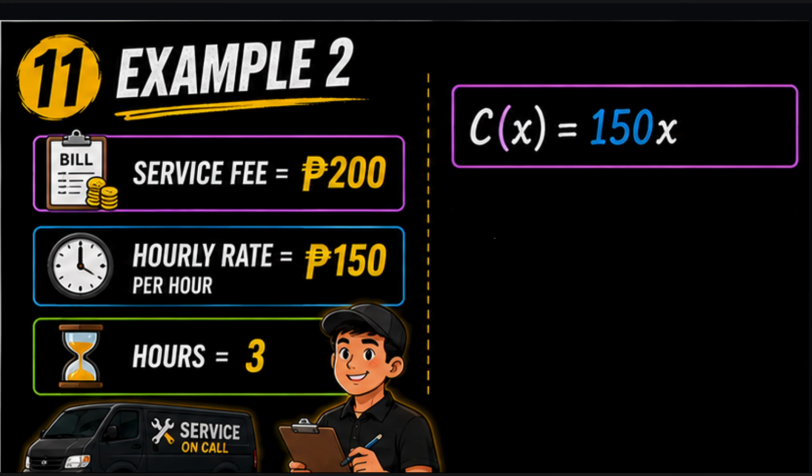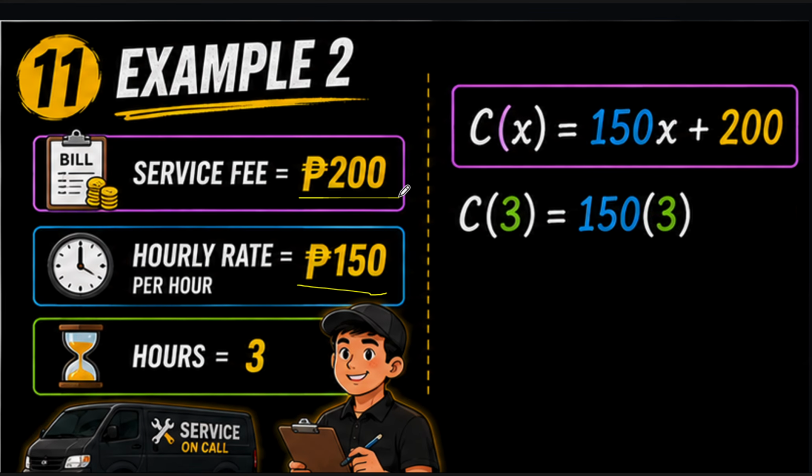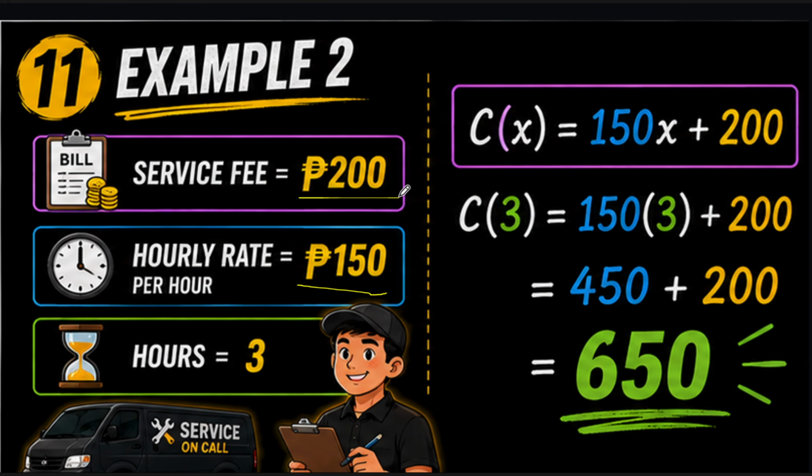And that is equal to 150x. Okay? So again, our m, or slope, is 150, plus 200. That is the starting amount that you can pay. So, since the number of hours is 3, 150 times 3 plus 200. 150 times 3 is 450 plus 200, that is going to be 650 pesos. That's the amount that you can pay to the service provider.